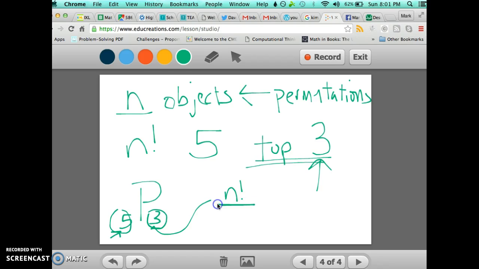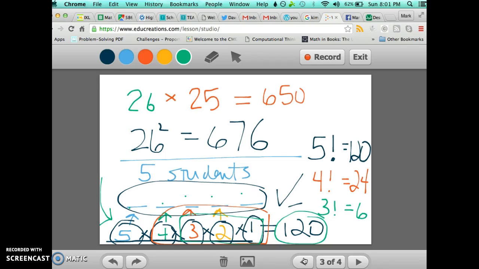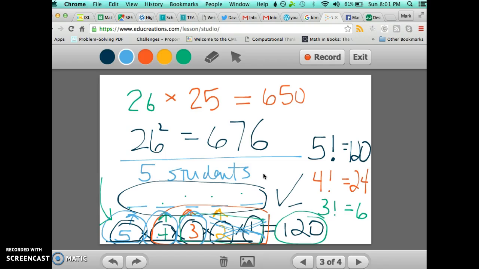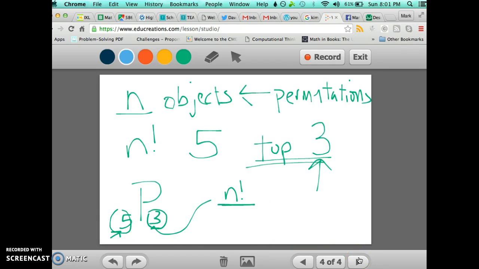So let's look at this. I only care about the top 3. So I'm going to look at, there's 5 possibilities for 1st place, 4 possibilities for 2nd place, and 3 possibilities for 3rd place. And then there's these possibilities for 4th place, but I'm not caring about that. I'm only looking at these 3 objects, so I get 5 times 4 times 3, and that's my answer, which is 20 times 3 is 60. So this equals 60 when I only care about 3 of the objects.